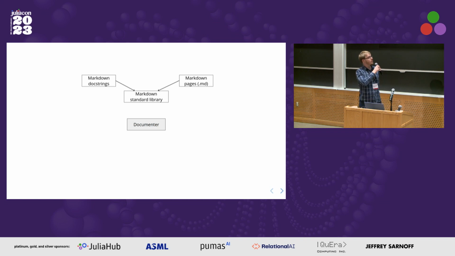Technically, how it works is it takes the Markdown. You first have to parse the Markdown into some sort of Julia data structure, for which we currently use the Markdown standard library that ships with Julia. That has a type representation of Markdown. And then Documenter takes that and does a bunch of processing on it.